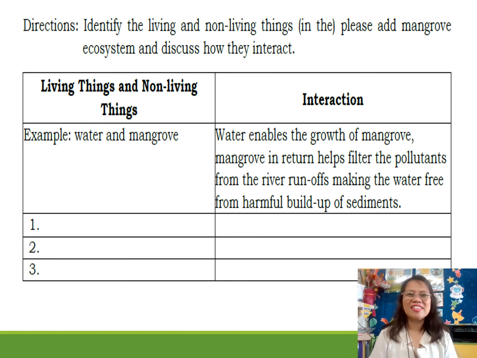Okay, next, identify the living and non-living things in the mangrove ecosystem, and discuss how they interact. For example, water and mangrove. The example is water enables the growth of mangrove. Mangrove in return helps filter the pollutants from the river runoffs, making the water free from harmful buildup of sediments.